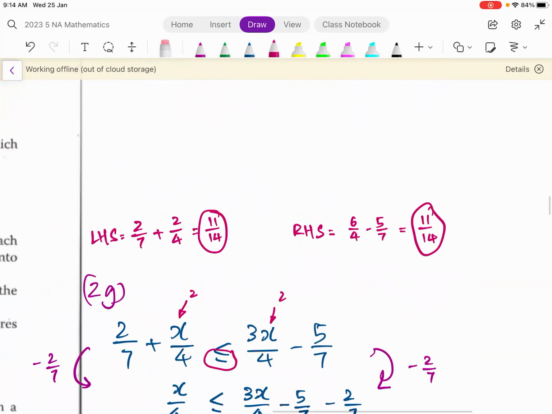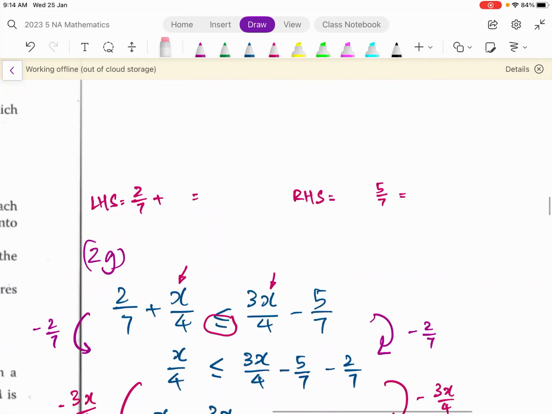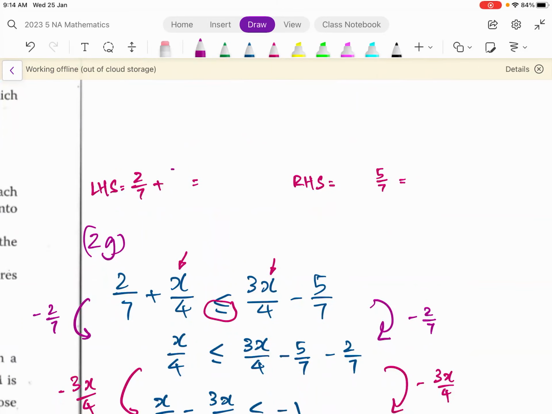I'd rather let you all try it. Let's put a 3 inside here. So 2 over 7 plus 3 over 4. What do we get? And then the right hand side, 9 over 4 minus 5 over 7. Okay, can you tell me what's the left hand side? Those with the calculator. I still haven't found my calculator. I don't know where I left it. Some classroom.